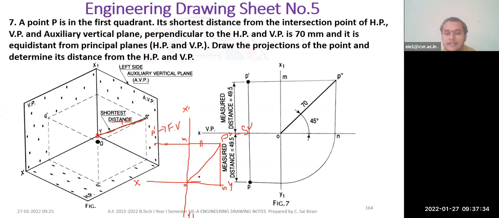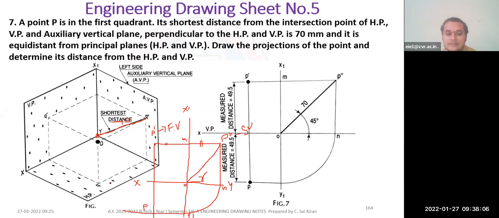Then O to N is the radius, and O is the center. Keep your pencil here, and then draw the arc. It will come somewhere here. And then from here, draw a horizontal line, and this horizontal line should intersect this vertical line. Then mark the point as P.